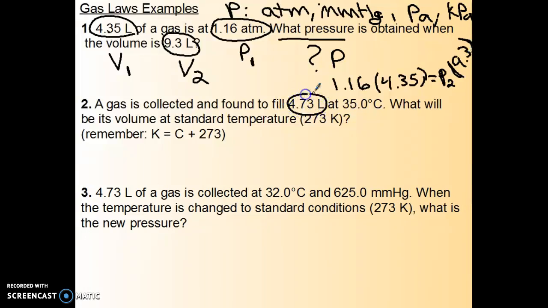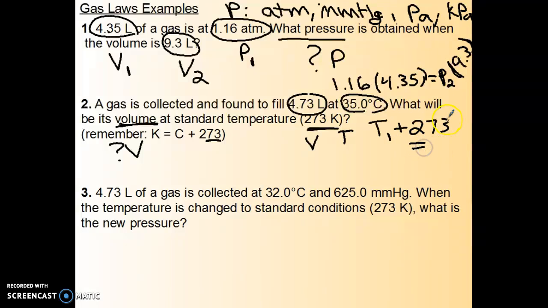If we have 4.73 liters, that must be a volume. If we have 35 degrees Celsius, that must be a temperature. And then it's asking what the volume would be, so that must be our unknown, at the standard temperature. And it tells us right here that standard temperature is 273. So to be able to have our temperature in the same unit, we would have to convert this one. So we would take our T1 here, and we would add 273 to our Celsius value to be able to get it into Kelvin.